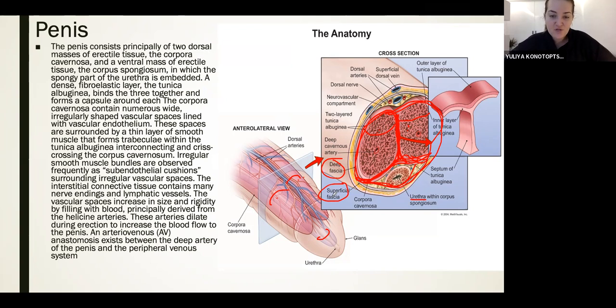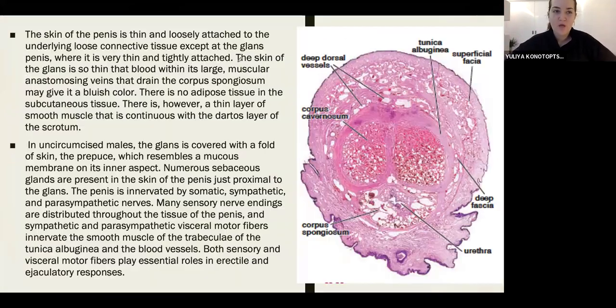Above these fascias, there are some blood vessels. For example, above the superficial fascia, there is the superficial dorsal vein and artery. Above the deep fascia, or Buck's fascia, there are deep dorsal arteries and deep dorsal veins. So these blood vessels will always be above these fascias. And it's quite important, we'll talk about it.